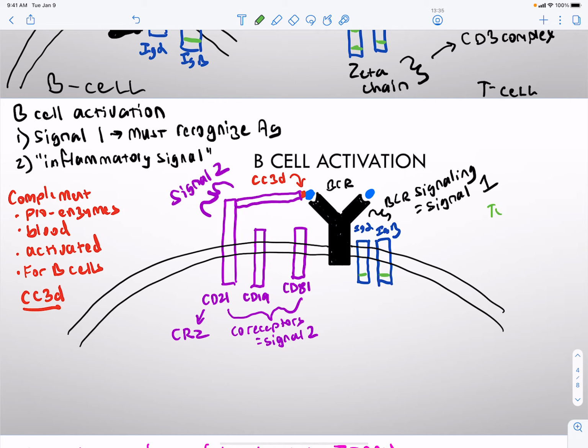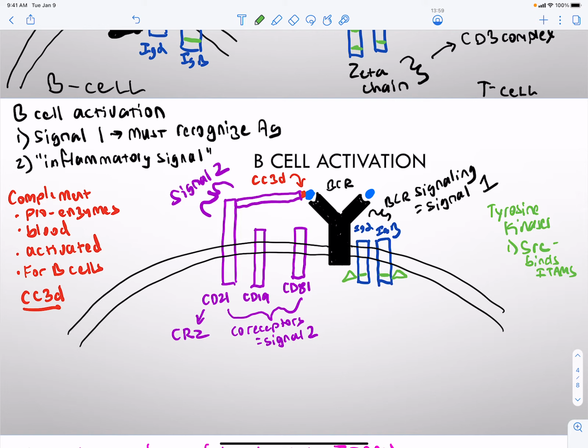So here are our tyrosine kinases. And number 1 is SRC. And SRC is going to find those ITAMs. Okay, so SRC binds ITAMs. And SRC is a tyrosine kinase, so it's going to phosphorylate those ITAMs.